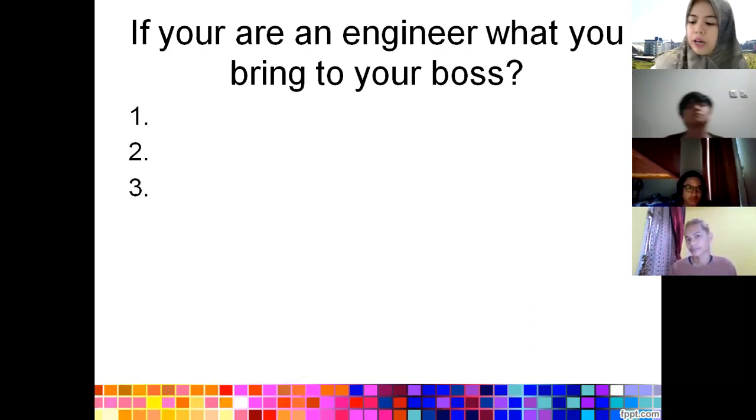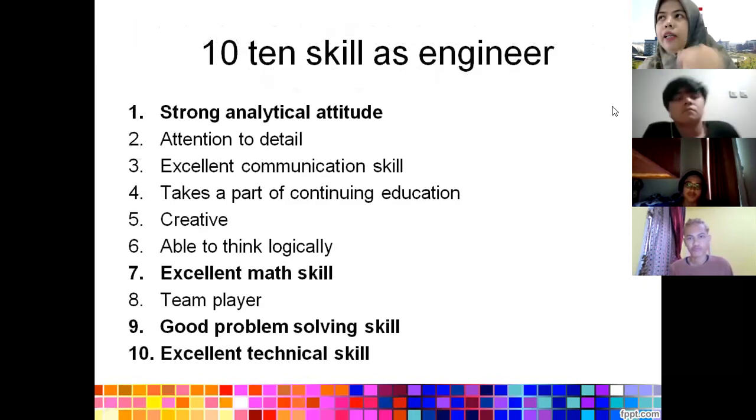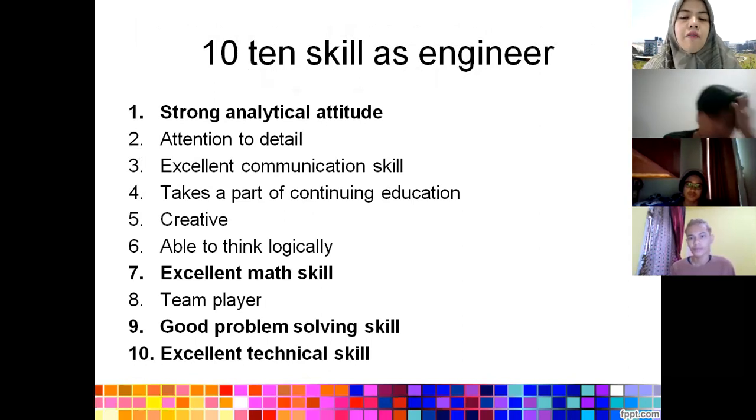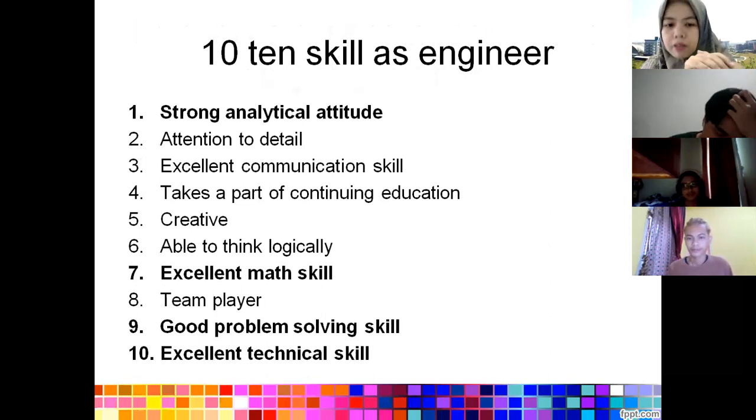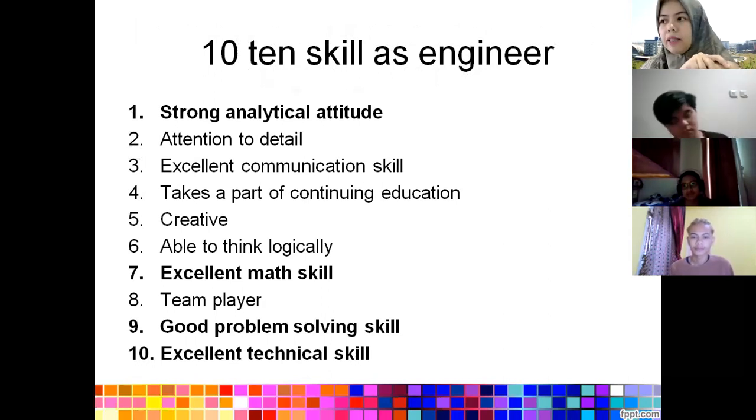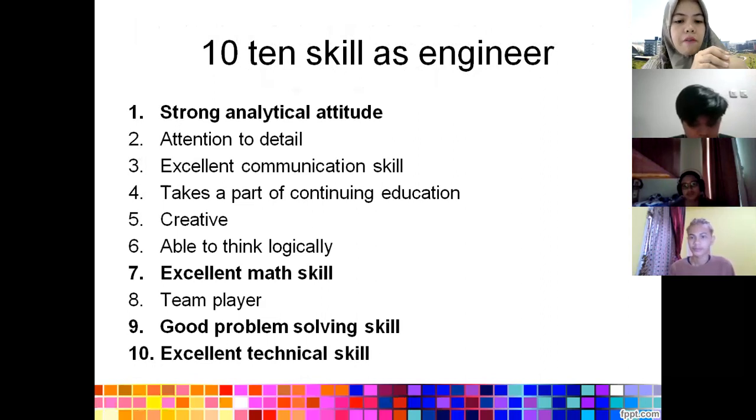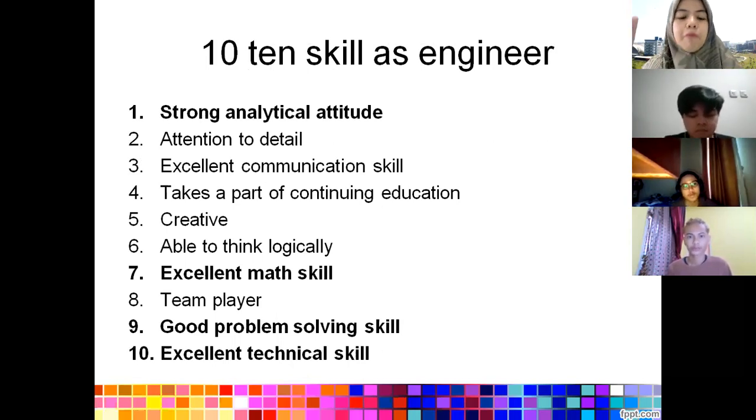As an engineer, you have at least this kind of skill that will promote you as a great boss with strong decision making capability. According to a survey, there are 10 skills that an engineer should have: strong analytical attitude, attention to detail, excellent communication skill, takes part in continuing education, creative, able to think logically, excellent math skills. A math skill may be your nightmare, but you have to master this as an engineer. Also team player, good problem solving skill, excellent technical skill.